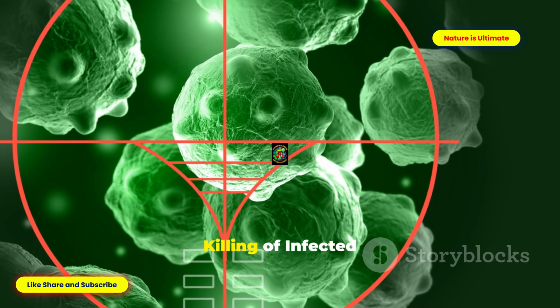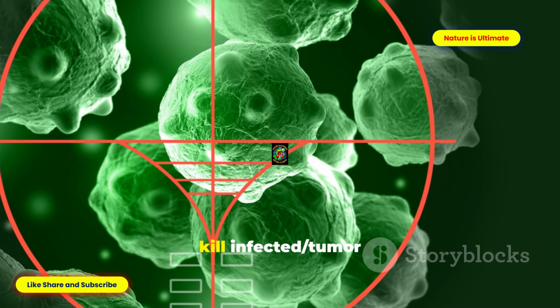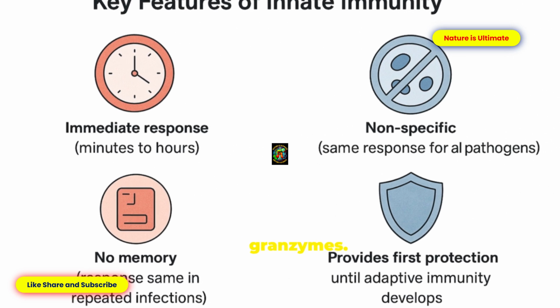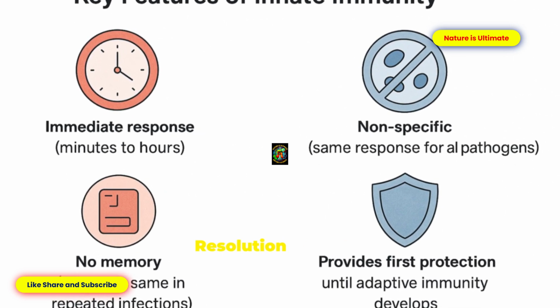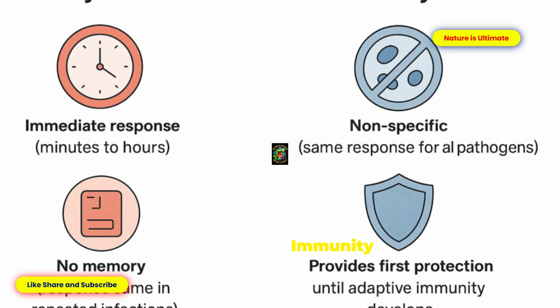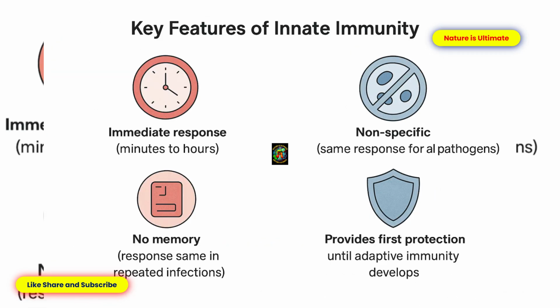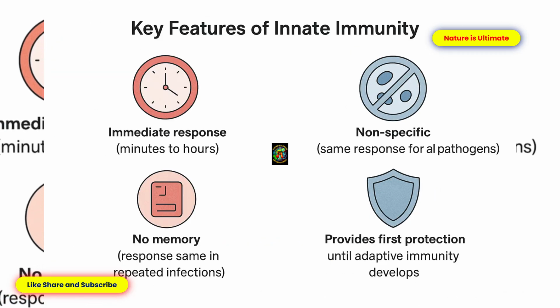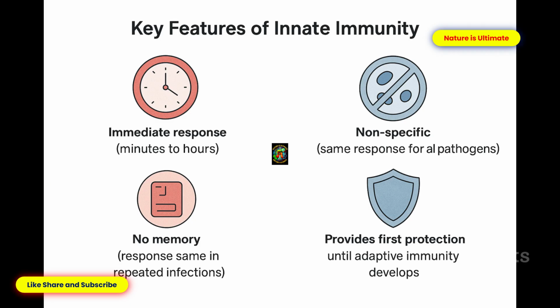7. Killing of infected cells. NK cells kill infected and tumor cells using perforin and granzymes. 8. Resolution and bridge to adaptive immunity. Dendritic cells migrate to lymph nodes and present antigen to T cells, and then the adaptive immune response begins.